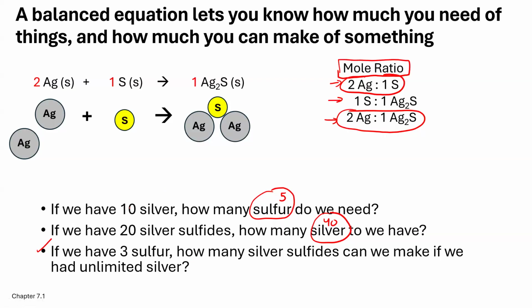Okay, so let's do this last one. We have three sulfur, and they're asking how many silver sulfides you can make if you have unlimited silver. So we're using that equation now. Again, we're starting with three sulfur. We're multiplying by the mole ratio. We're going to put the sulfur on the bottom. So it's 1 mole sulfur.